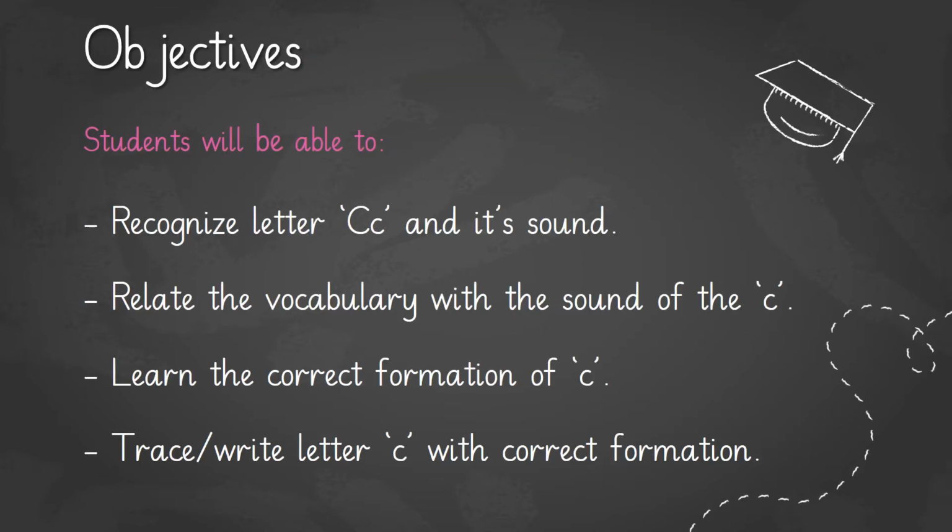Now let's see what we are going to do today. We will learn about the capital C and the small c and its sound K. We will also learn the words that begin with K, and the formation of K. So let's begin the class. This is the capital C. This is the small c and its sound is K.